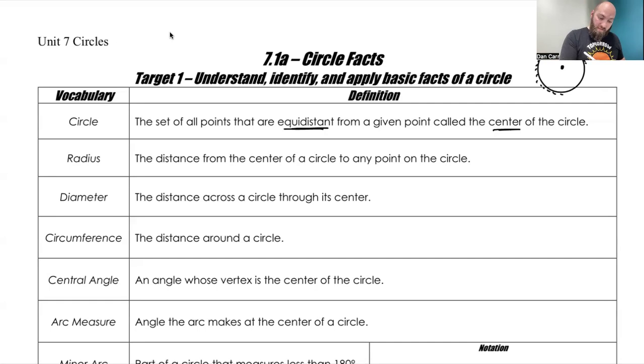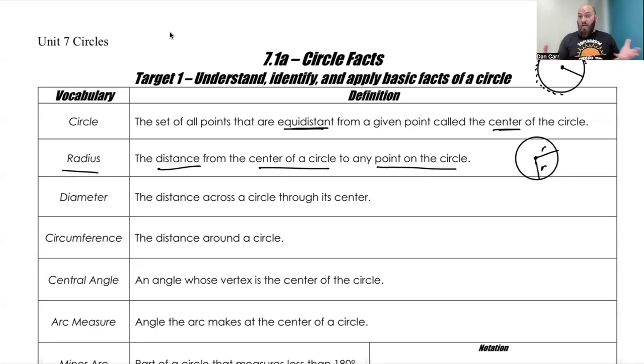Now that distance has got a special name to it. So if I go from the center to the edge, that is called the radius. That's the distance from the center of a circle to any point on the circle. So again, here's my center, here's a radius right here. Now, when I draw in any radius I want, like this one here, they're all the same length. That's what it means also to be equidistant.